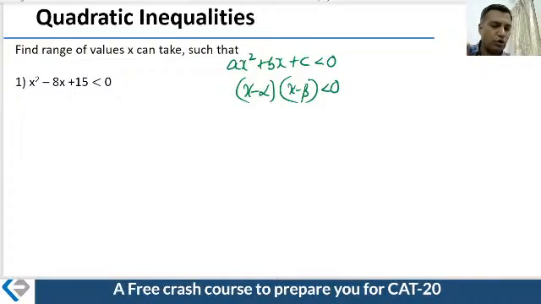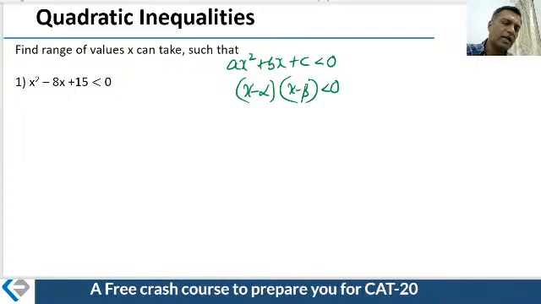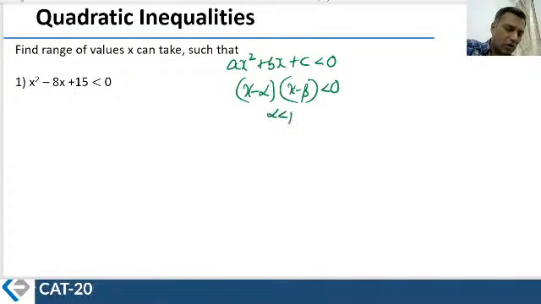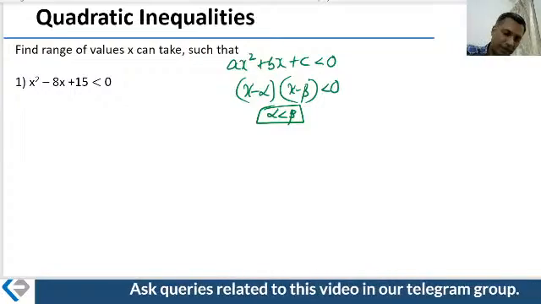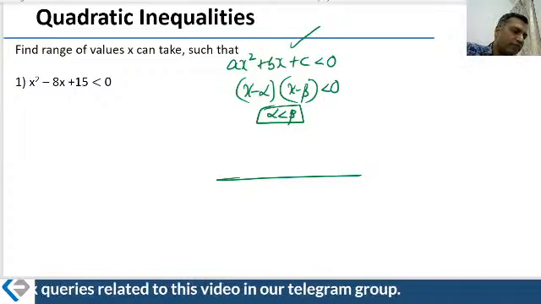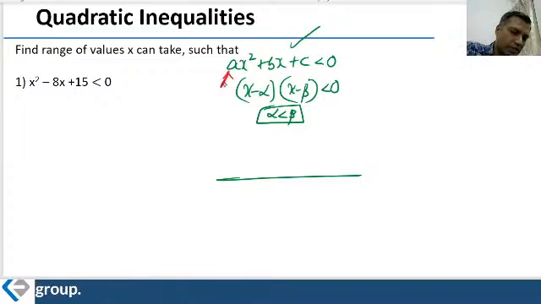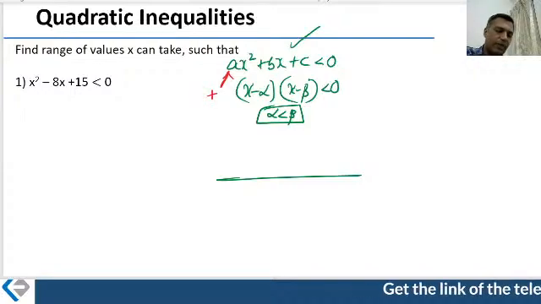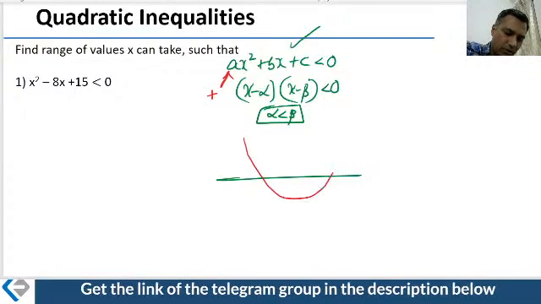Assume that ultimately you wrote it like this, which means there was a quadratic inequality. You wrote this as x minus alpha, x minus beta, in which alpha is less than beta, which means alpha comes before beta on the number line. Now you put a number line here. It's a parabola, we all know that. Let's say a is positive. If a is positive, the parabola opens upward.